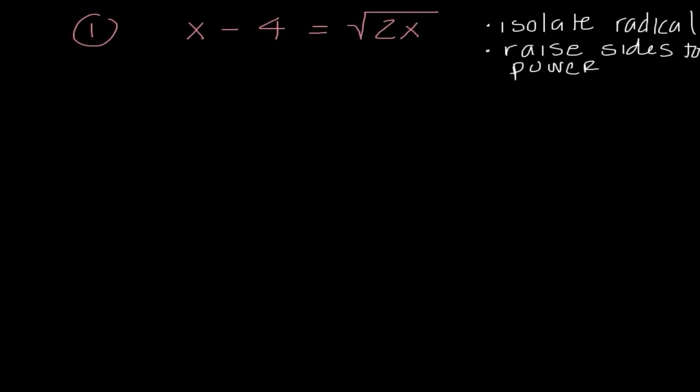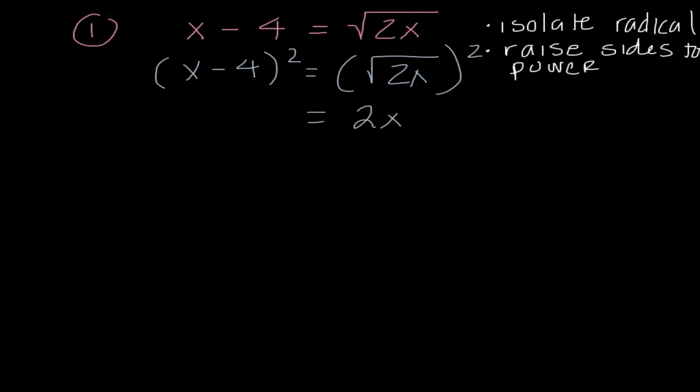Okay, so number 1, we have x minus 4 equals the square root of 2x. And kind of the general things we're going to be doing today: first, we want to isolate the radical in our equation, which in this case it already is. Secondly, I want to get rid of this radical by raising both sides to a power. What eliminates a square root is squaring both sides. So I'm going to write x minus 4 squared equals the square root of 2x squared. And we know that the right side of our equation then becomes 2x.